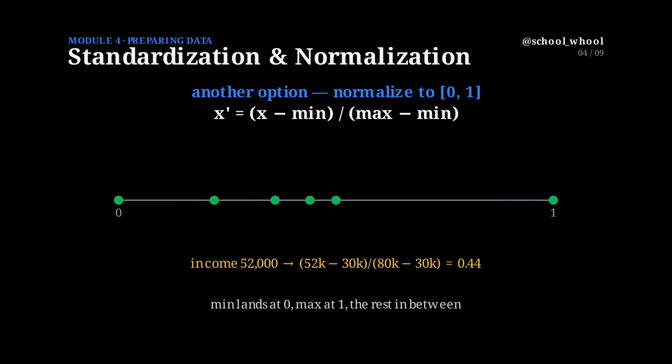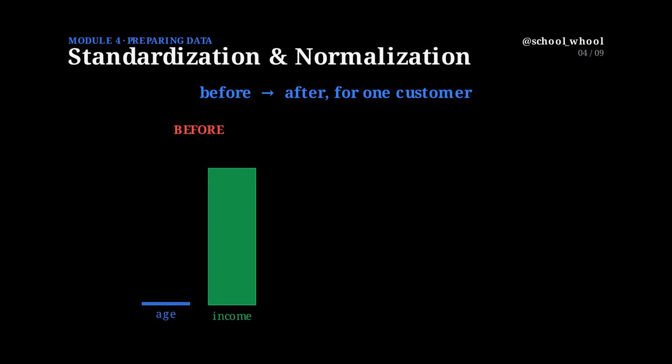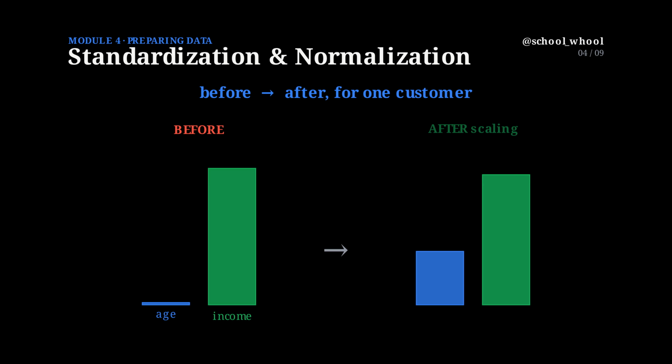Either way, the point is the same, so let's watch one customer's 2 features side by side. Before scaling, income is a towering bar and age is a tiny sliver beside it. That mismatch is exactly what the model overweights. Now apply the scaling. Watch the income bar shrink and the age bar grow until the 2 stand shoulder to shoulder, comparable at last, and fair.